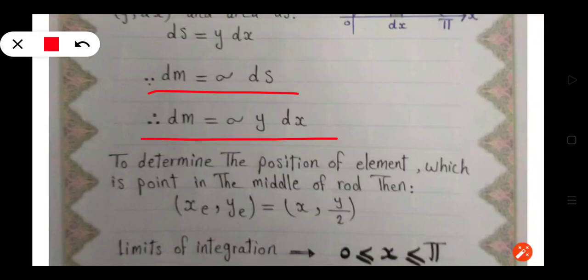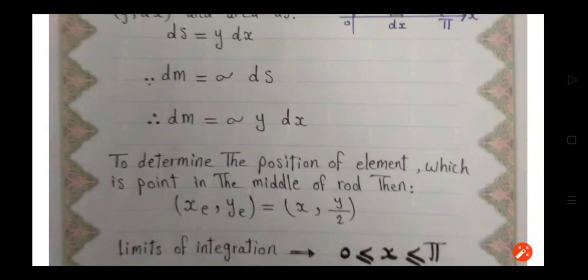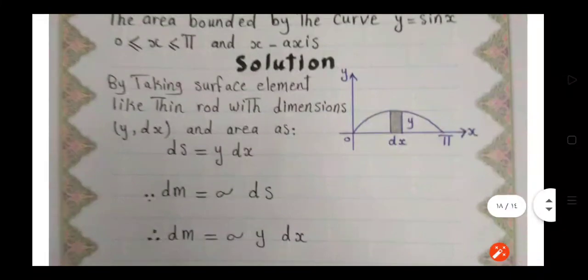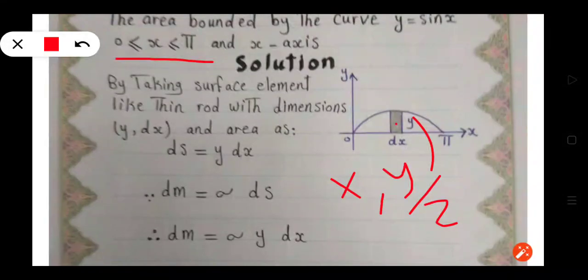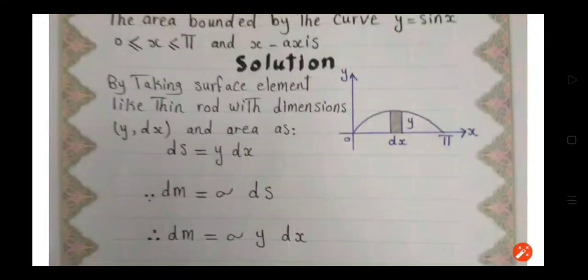We want to find the position of the element, xe and ye. We put the point in the middle of this rod, so it's the middle of y, it will be x and y over 2. That is equal to xe and ye. And the limits of integration are given in this example from 0 to 2 pi.